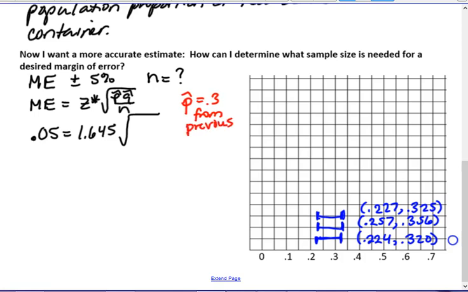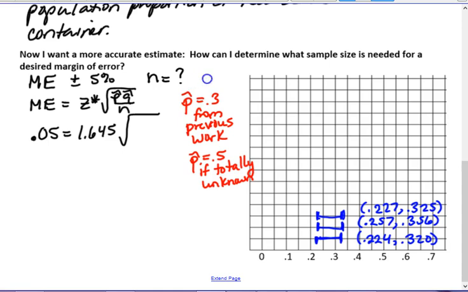Now, if I had no previous work, what would I use for p-hat? I would use p-hat equals 0.5 if it's totally unknown. Why would I use 0.5? It turns out that 0.5 times 0.5 is the largest numerator I could get in this radical. So then I have the largest possible margin of error, and I know that my sample size will be sufficiently large for any value of p that I happen to get. But since I already have a pretty good idea of what p-hat is from my previous work, that's what I'm going to use.